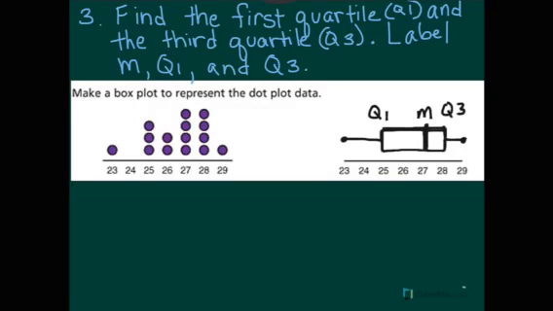So here I'll use red. This was Q1, this was Q3. I connected them to make a box. Our median is right there. This was our minimum, which I connected, and this was the maximum, which I connected. So that is our box plot.